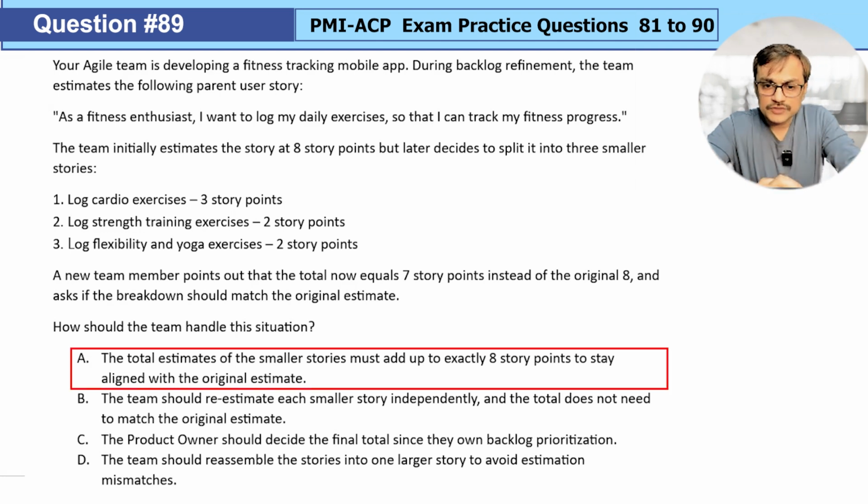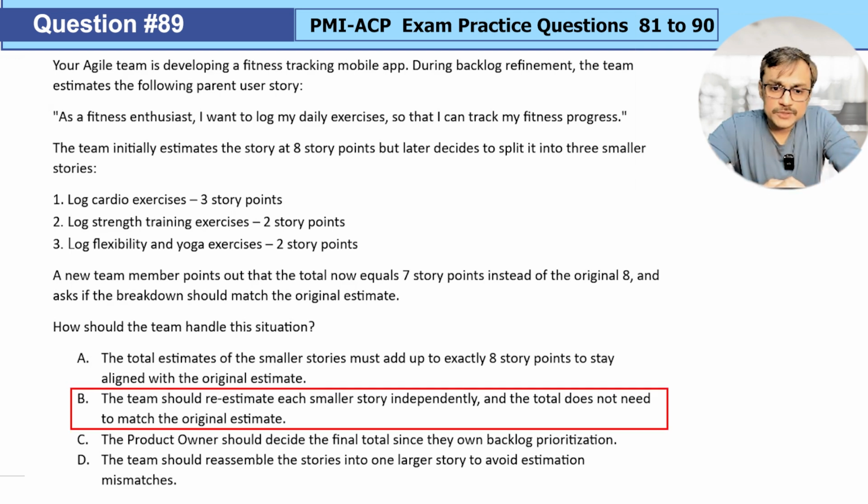So the total estimate of the smaller stories must add up to exactly 8 story points to stay aligned with the original estimate. You know that's not the idea. There will be progressive understanding of things, and we will figure it out as we move forward. Estimation is a never-ending activity.